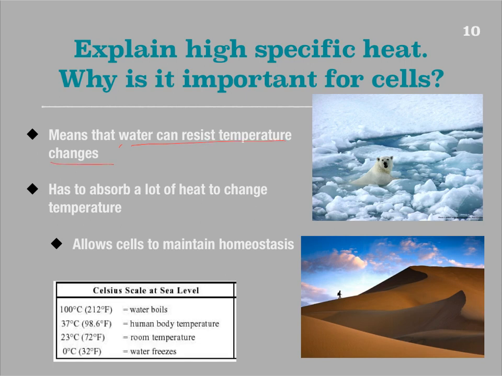Okay, now remember your cells are mostly water, which is good since we want to maintain homeostasis. If the water can absorb heat to keep our cells at roughly 98.6 degrees, that would be very, very helpful for maintaining homeostasis. Okay, it has to absorb a lot of heat to change temperature. And again, this contributes to cells maintaining homeostasis.